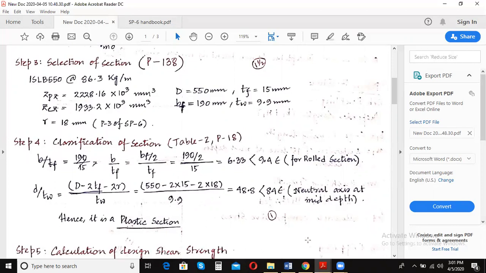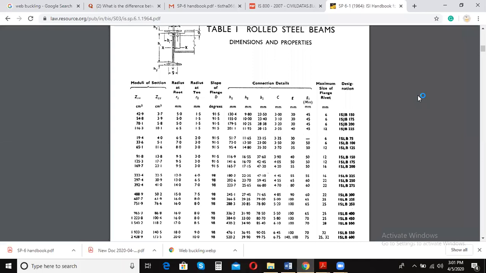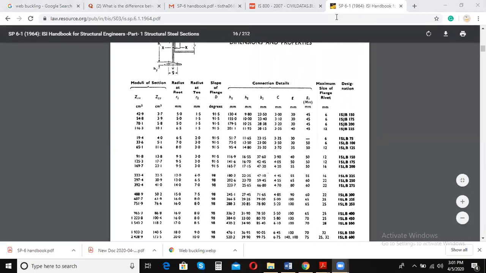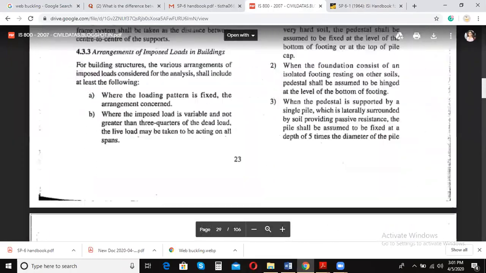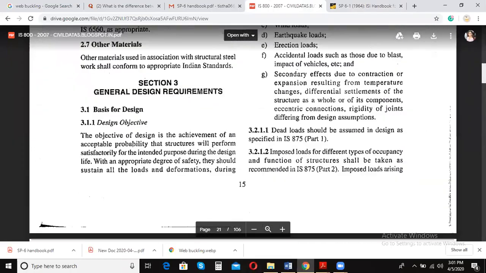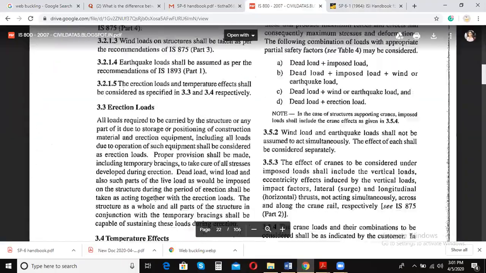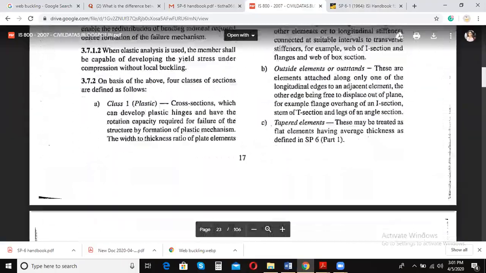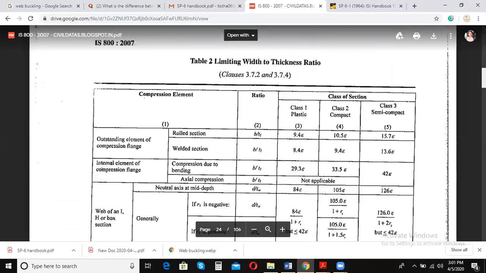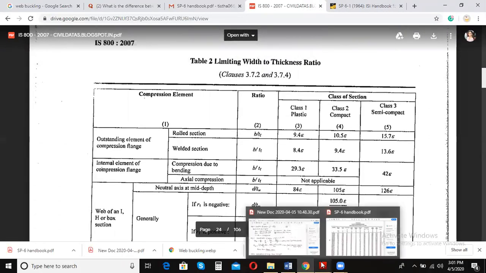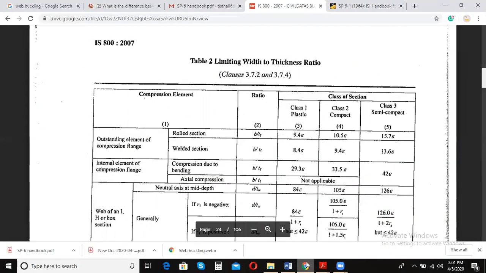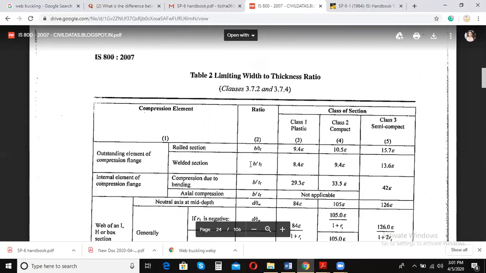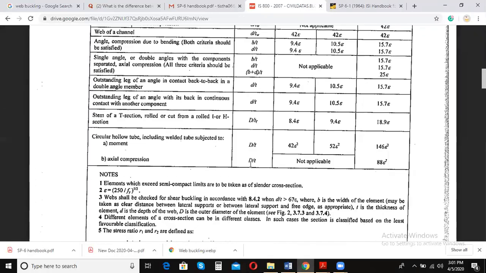Let's go to the code now. We will go to page number 18. Page number 18 is far above. No. 16. That's it. Oh no, this is not it. Table 2 of page 18. Right, this is table 2, page number 18.